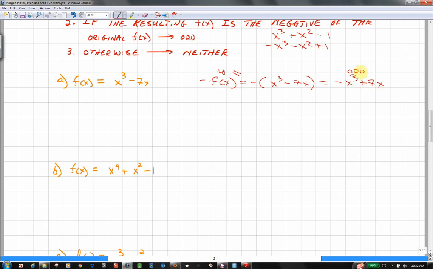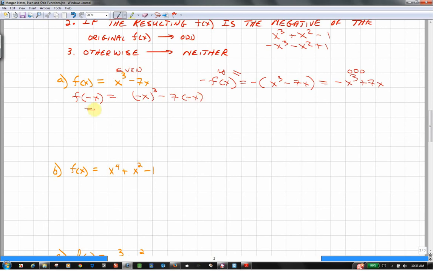If it's an even function, then I'm going to get the exact same thing that I started with out. So let's go ahead and actually substitute negative x into the equation. If I put a negative x in, I am going to get a negative x cubed minus 7 times a negative x. And let's go ahead and simplify that further.